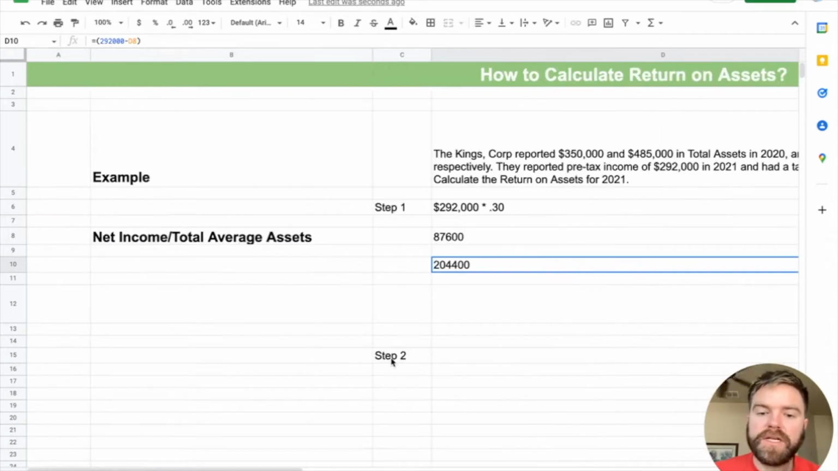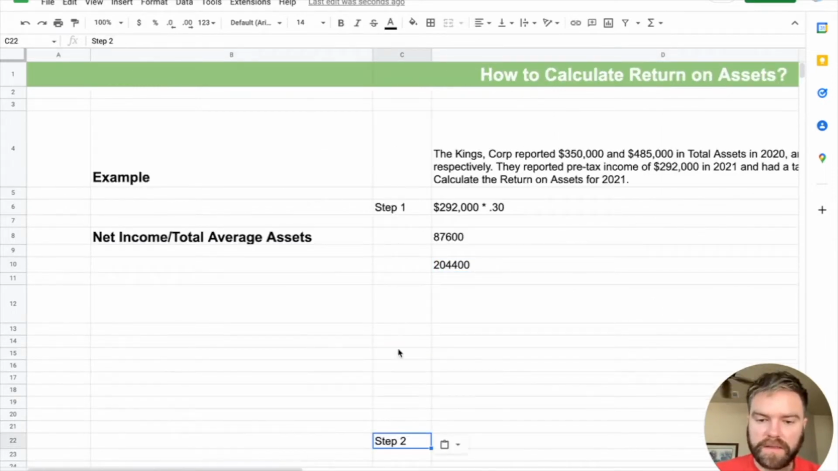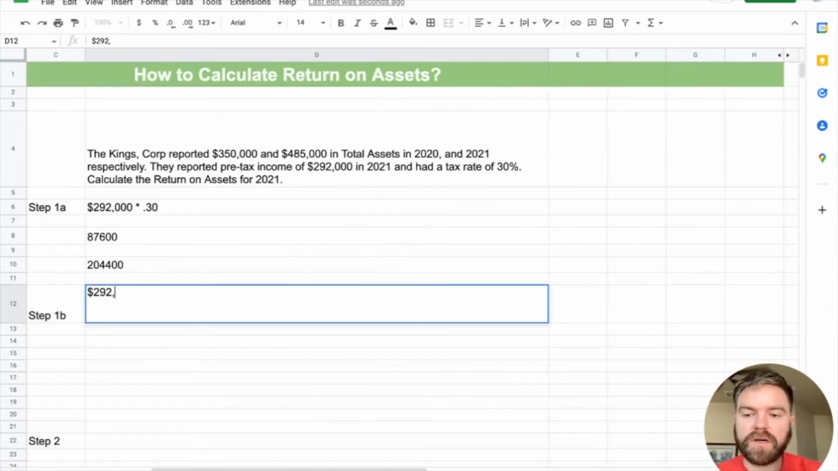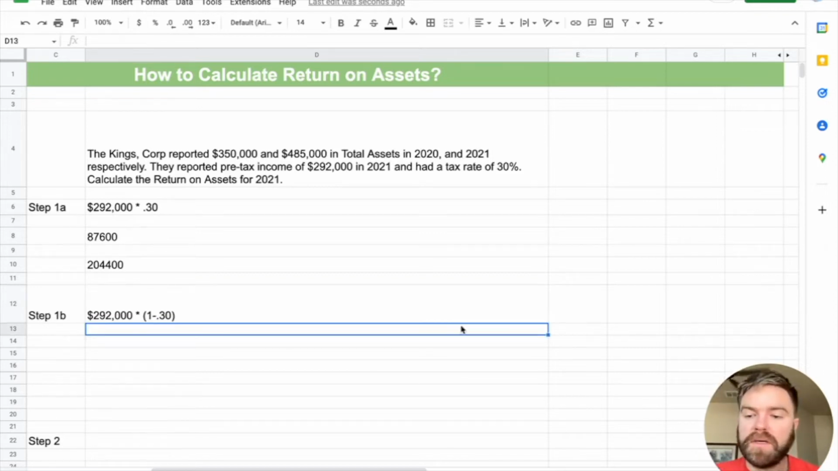Now, there is actually another way to do this. Let me just show you. I'll call this step 1A, and then step 1B. The other way to do this is, instead of multiplying times the tax rate and then subtracting the tax, we're going to do this all in one step. We take 292,000, which is our pre-tax income, multiply it times 1 minus 0.30, 1 minus the tax rate, and that gets you your after-tax income. So I'll do it in Excel here.